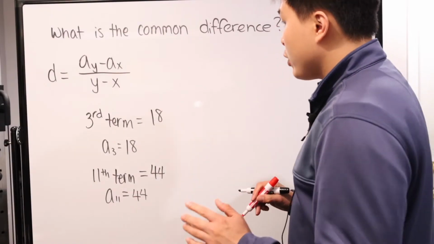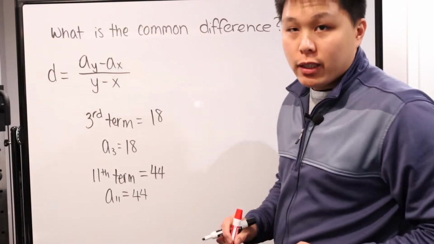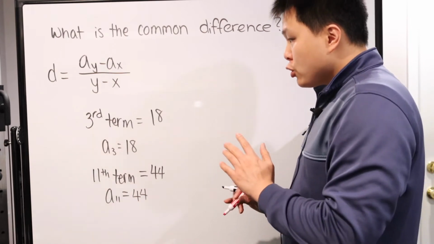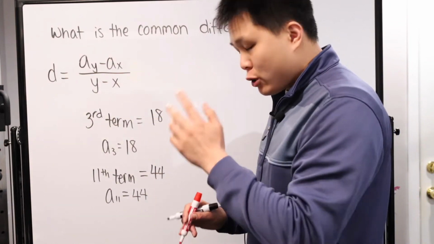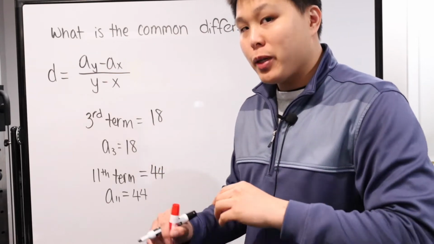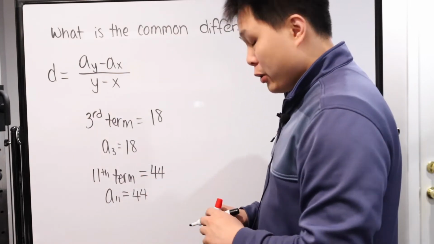Now, the second type of question is this one. What is the common difference? Now remember, this is usually the case, where they give you two terms, and the two terms are not right next to each other, or it's going to be a piece of cake to solve it. They're usually pretty far apart.